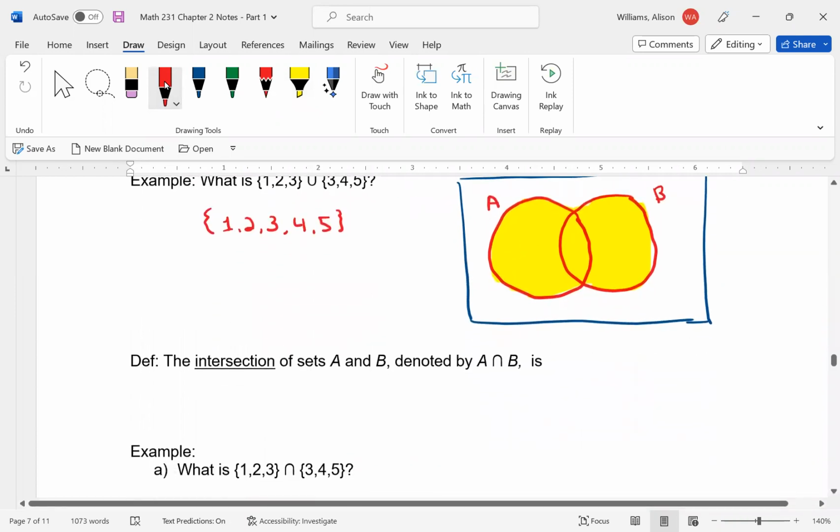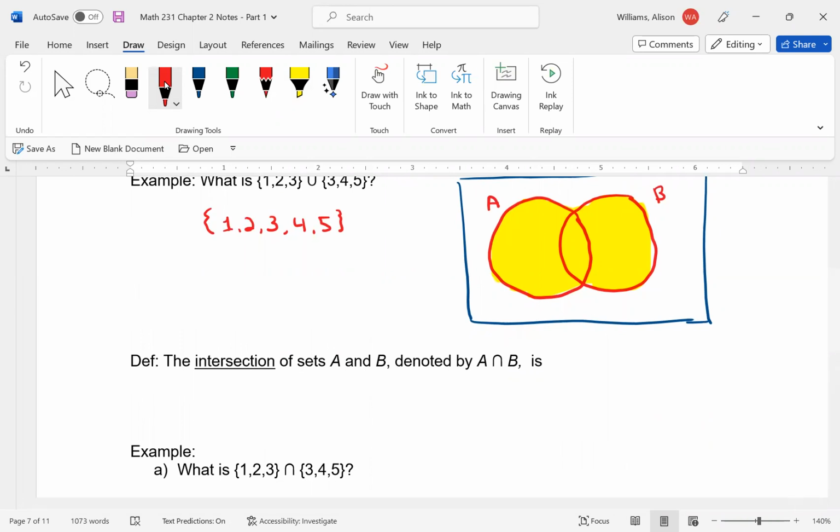Okay, let's look at intersection. So intersection, which we denote with the upside down U, that is elements that they have in common. So in other words, X will be an element of A and X will be an element of B. That's how we would write the set builder notation for that.